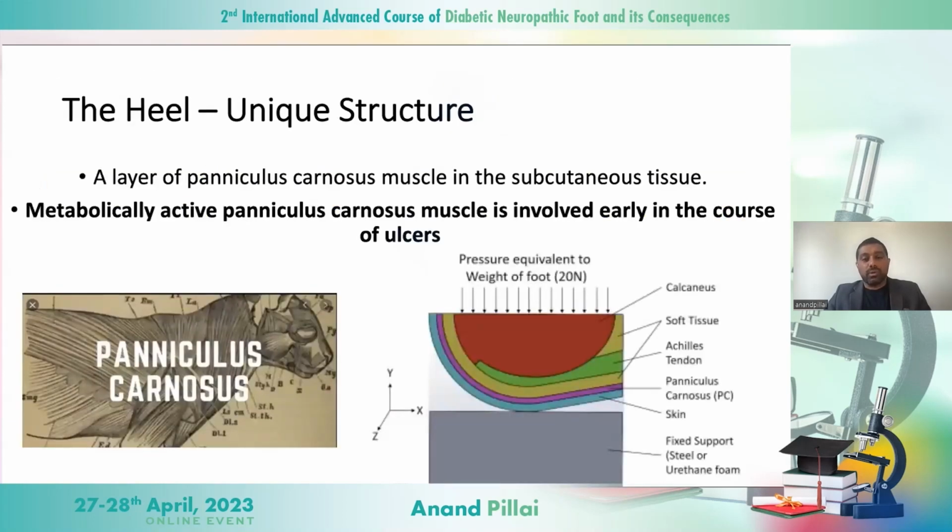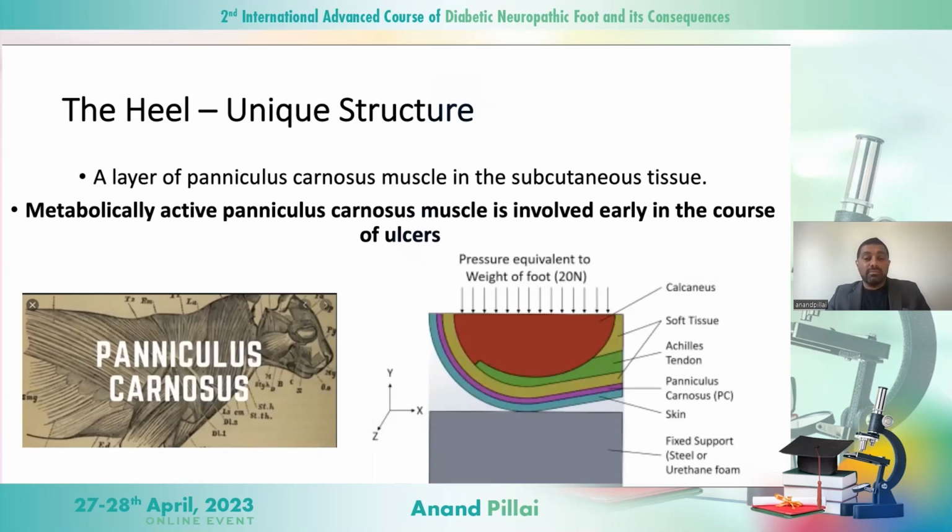Also, what is important here is to know the structure of the heel and the role that panniculus cavernosus plays. The panniculus cavernosus is a thin layer of muscle which is seen under the skin. It takes its name from the fact that it's seen in certain large mammals where you have the panniculus cavernosus throughout the body and is used by these animals to swat off flies when it sits on them.